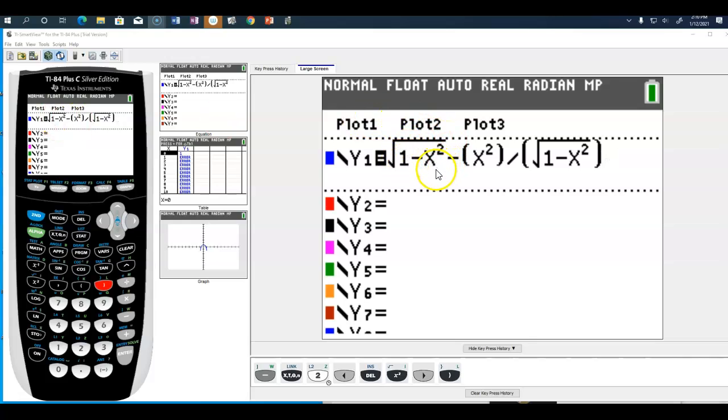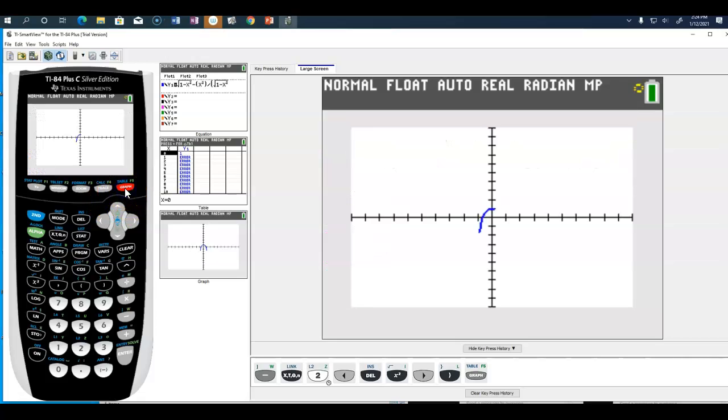Now it's really important you guys understand the difference between your negative button and your subtraction button. All of these are subtraction buttons. So anyway, we're going to graph our derivative now. So we can go ahead and press graph. And that's what my graph looks like.